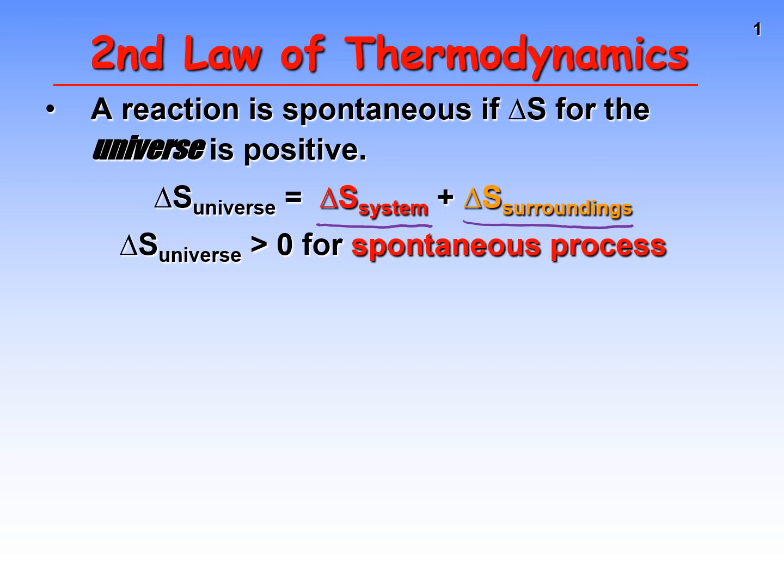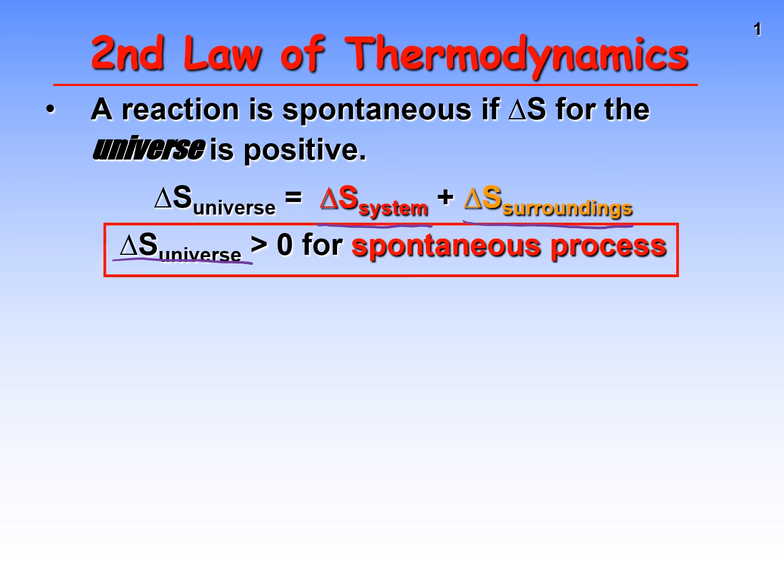There are actually 4 total ways of determining whether a reaction is spontaneous or not. The first is using delta S universe. If it is greater than 0, that is a spontaneous process. So if we can calculate it and determine whether it's positive or negative, that'll tell us whether our process is spontaneous or not. Now, how do we do this?